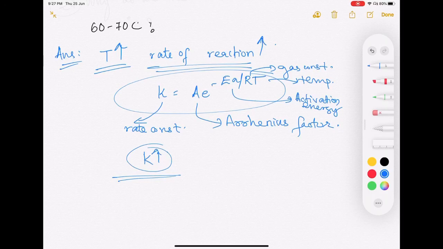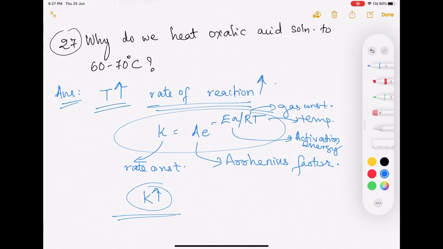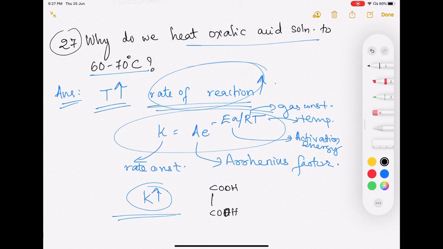In simple words, whenever you are increasing the temperature, the oxalic acid molecules gain enough kinetic energy to take part in the chemical reaction. So in order to increase the rate of the chemical reaction, we heat oxalic acid solution to 60 to 70 degrees Celsius. And always remember the structure of the oxalic acid molecule. Oxalic acid is COOH connected to COOH, carboxylic acid groups attached, and 2H2O molecules are attached, that's your hydrated form.